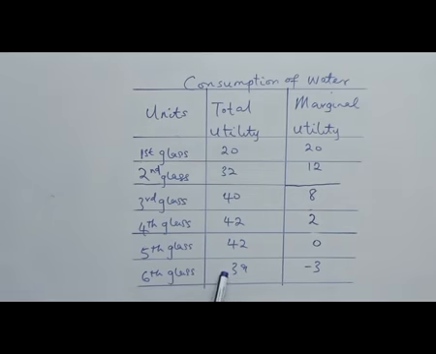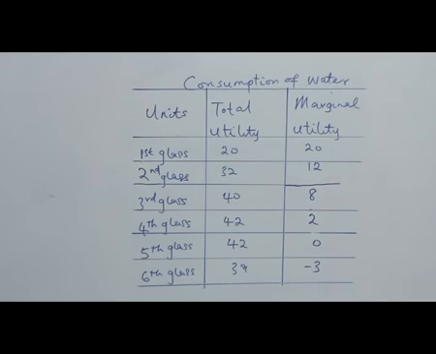Now, the utility is 39. So what this is telling us is that when he takes the 6th glass of water, there is no satisfaction at all. What happened? There is dissatisfaction. So if there is dissatisfaction, the difference between the 5th glass and the 6th glass of water indicates -3. That is, there is no satisfaction. The person is not even getting satisfaction from taking the 6th glass of water.